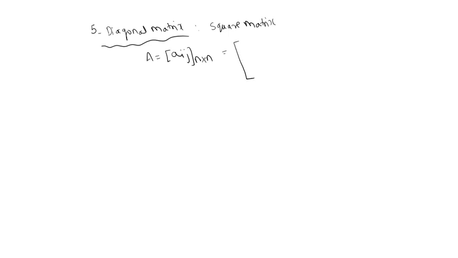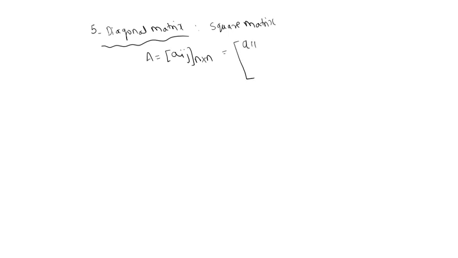Diagonal matrix means, before directly seeing what a diagonal matrix is, first we will see, suppose I have a matrix A equal to Aij, where the order is n by n. When we are dealing with a diagonal matrix, the matrix must be a square matrix. So when we have a square matrix, then we can define a diagonal matrix.